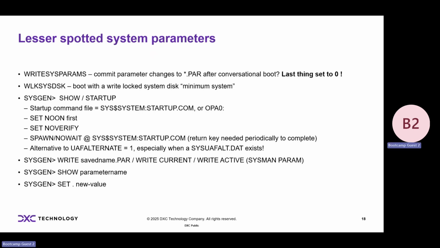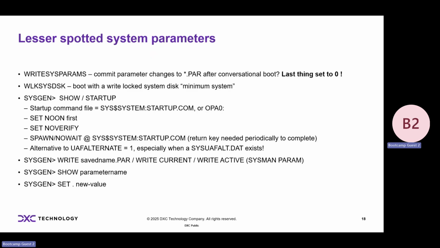So when you are changing SYSGEN parameters, normally you do a WRITE CURRENT, USE CURRENT, and so on, but you can give it any name that you like. So if you are going to be messing about with SYSGEN parameters and you want to store a set elsewhere, then simply write out a new name and you will keep a copy of your parameters. You can do WRITE CURRENT and WRITE ACTIVE.